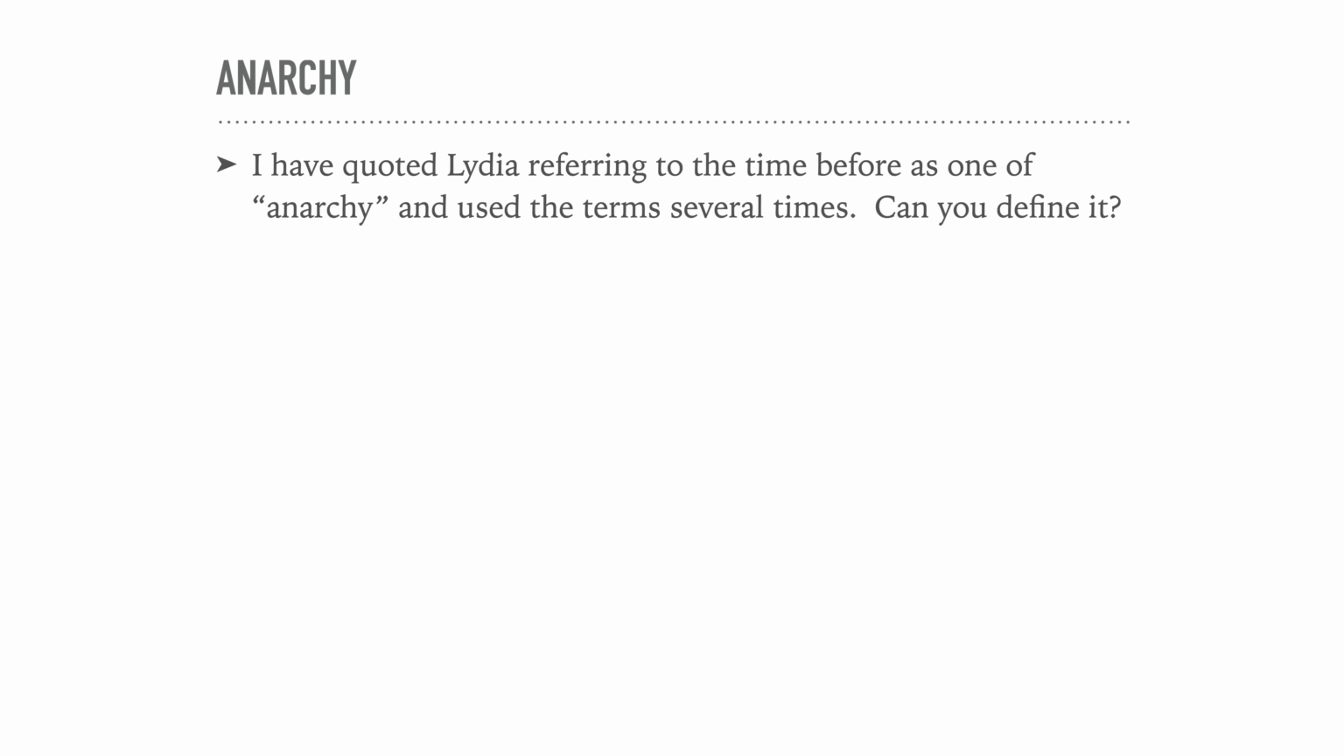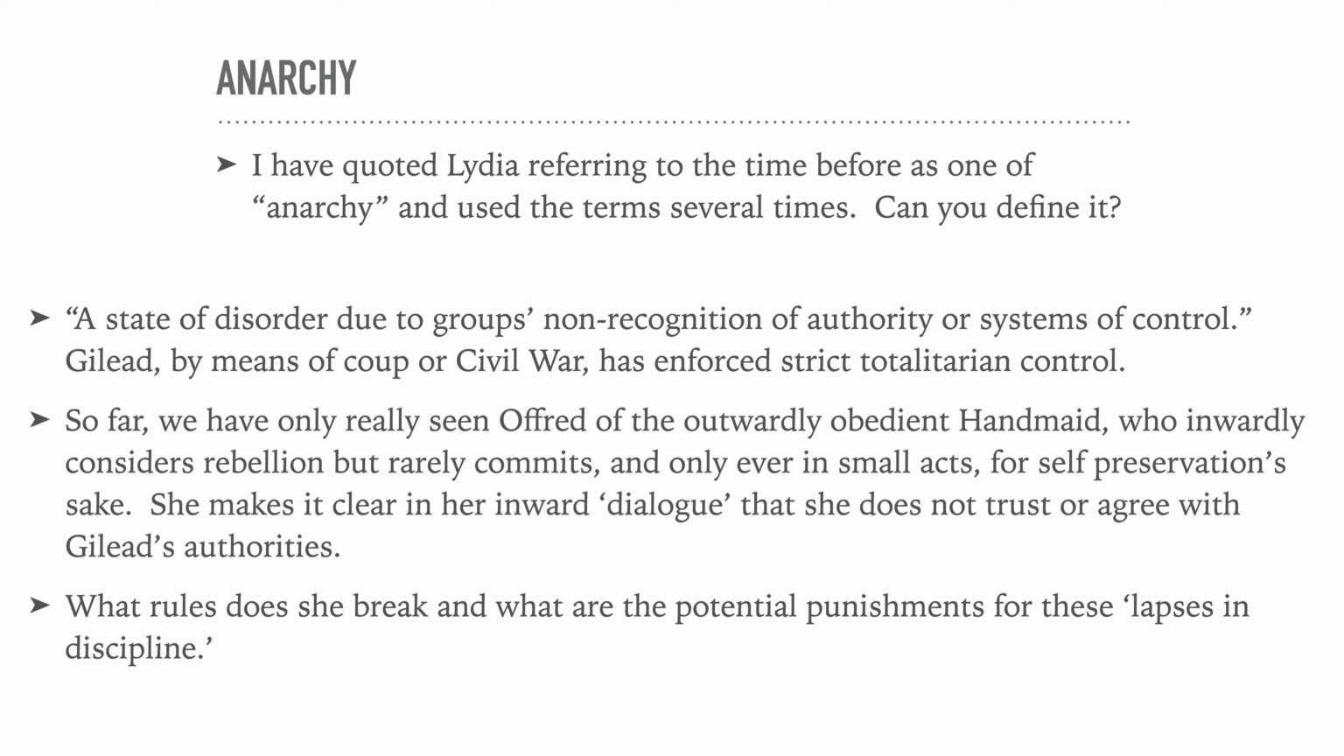We've previously quoted Lydia referring to the time before as one of anarchy, and we've used this term several times. Can you define it? A state of disorder due to groups' non-recognition of authority or systems of control. Gilead, by means of coup or civil war, some sort of takeover, has enforced strict totalitarian control.